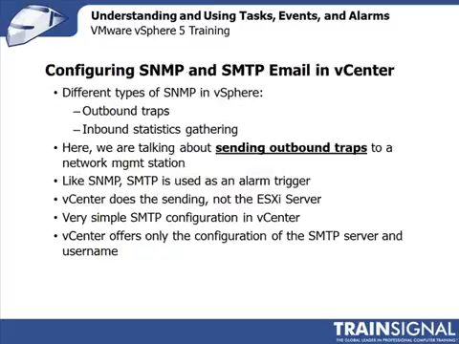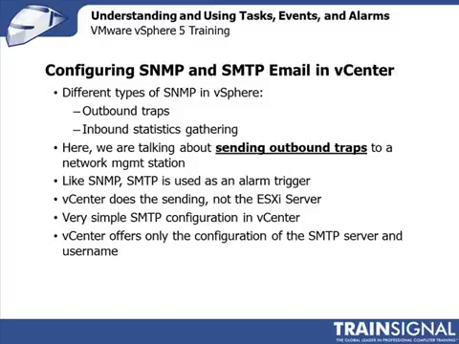Now, SNMP and SMTP email in Virtual Center. Best practice always dictates that, especially if you have some kind of enterprise monitoring system, you tie your vSphere infrastructure with that monitoring system via SNMP traps. SNMP traps are a very good way for you to understand what's happening within the environment. Now, the same way SNMP is triggered by an alarm, SMTP is also triggered by an alarm. I'm going to show you where you can go to configure that.